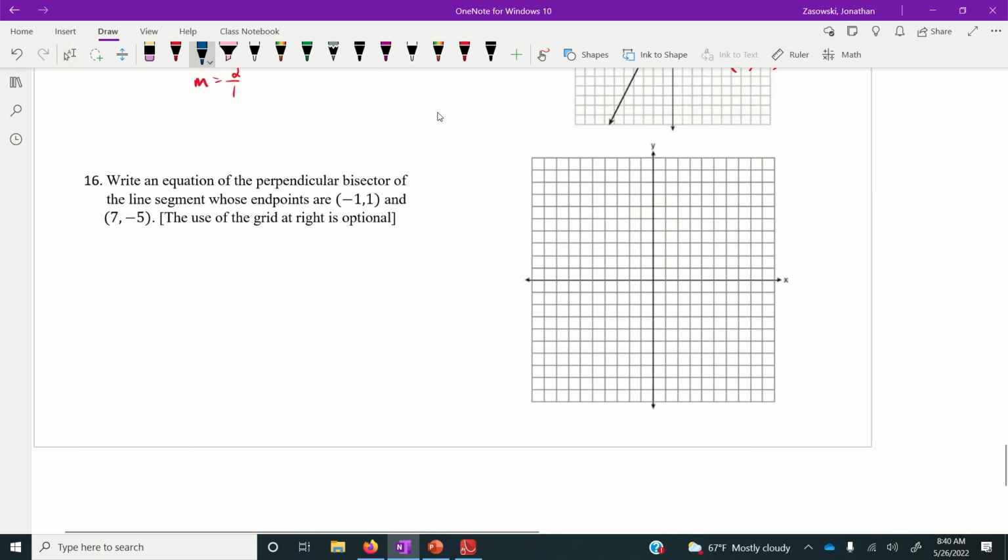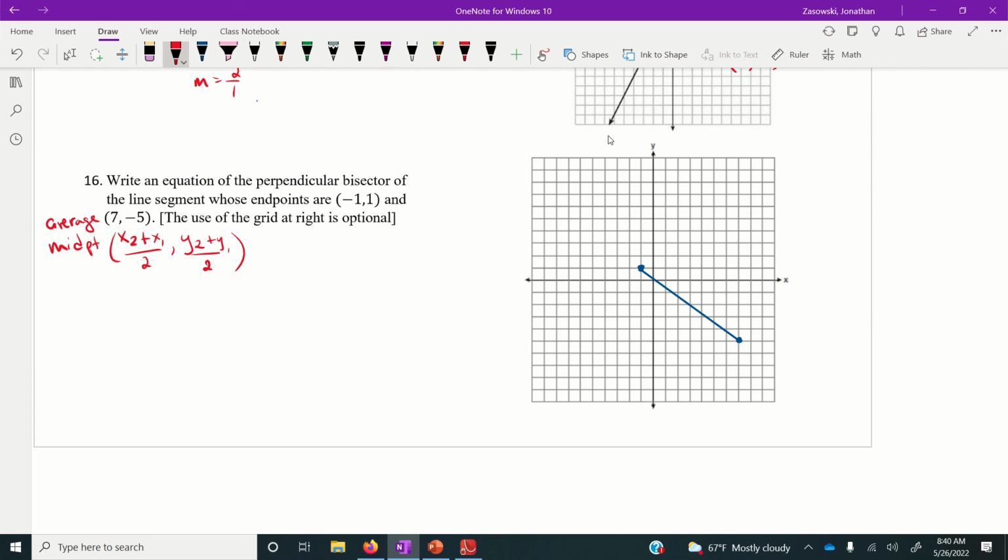So negative 1, 1 is here, and then 7, negative 5. Here's 7, negative 5. If we were to connect these points with a line, we can do that. All right, and we want to create the perpendicular bisector here. So number one, we need to know where's the midpoint. Now, two options. The midpoint formula is the average, right? We want to think about average. So add the x's, divide by 2, and then add the y's and divide by 2.